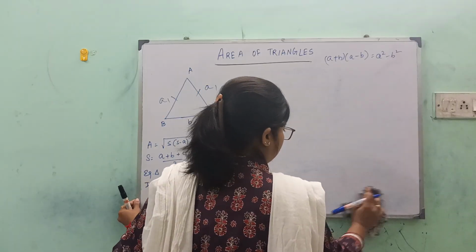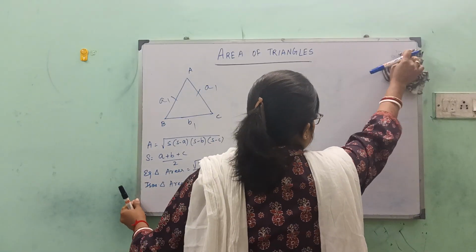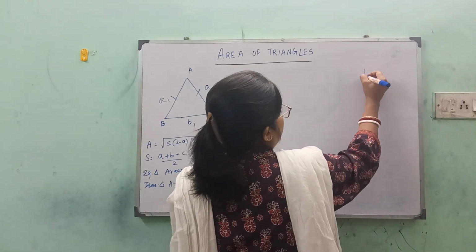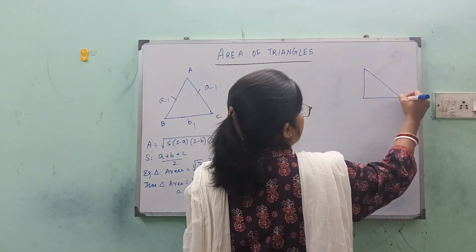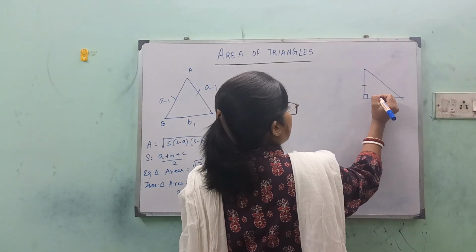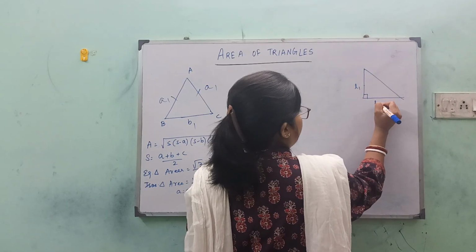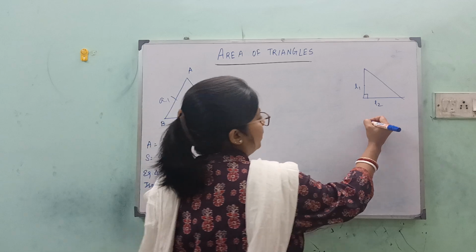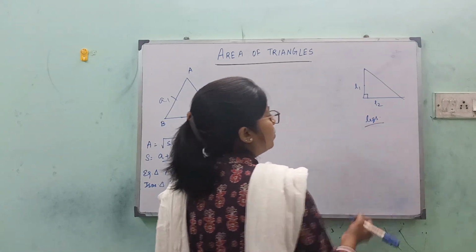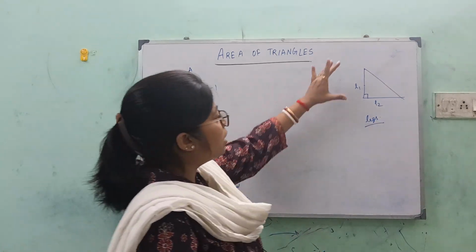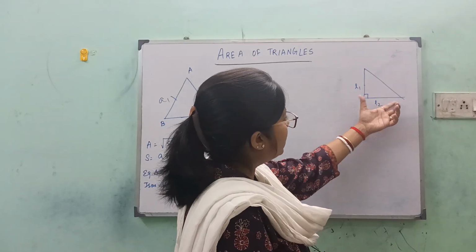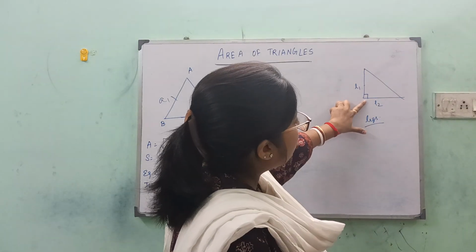Now, you know what is a right angle triangle, right? A right angle triangle is a triangle in which you have, this is leg 1, this is leg 2. Now what are the legs of a right angle triangle? The word legs refers to the arms or the sides of the triangle which include the right angle.